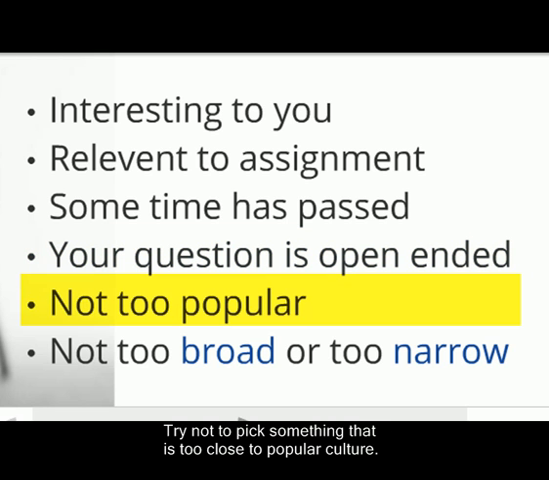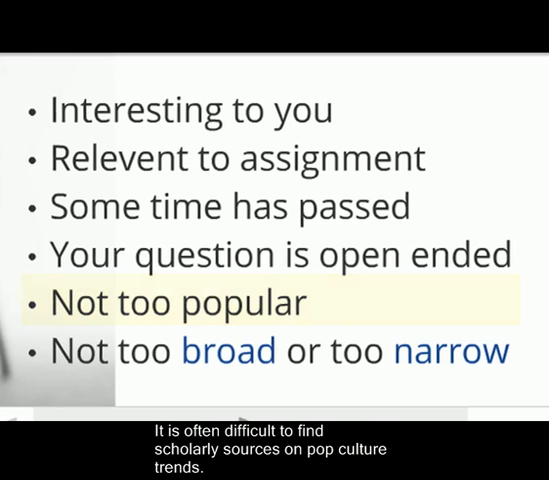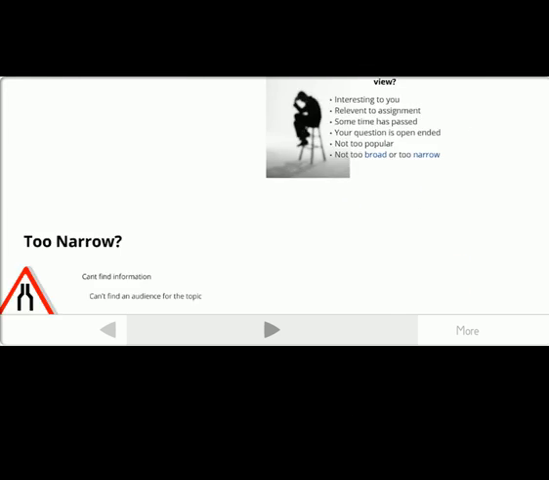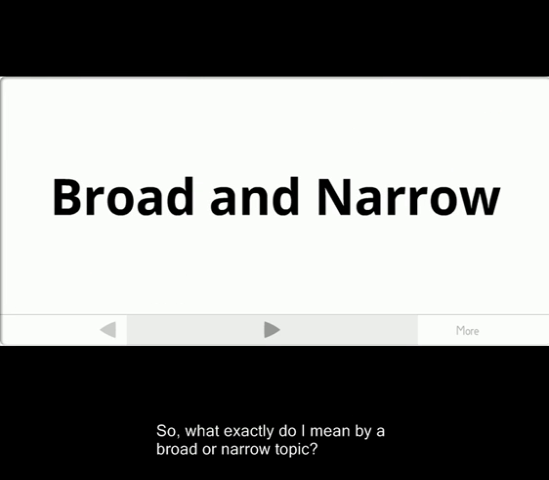Try not to pick something that is too close to popular culture. It is often difficult to find scholarly sources on pop culture trends. And last, try to pick something that is not too broad or too narrow. So, what exactly do I mean by broad or narrow topic?